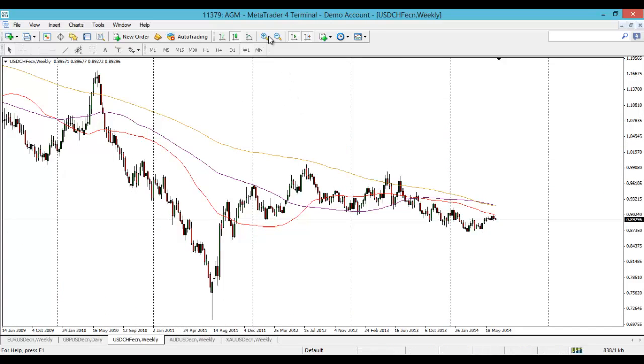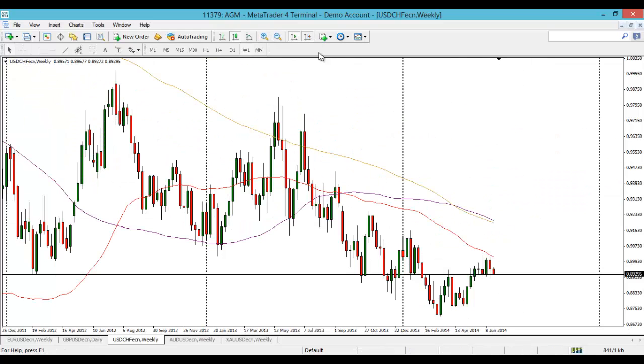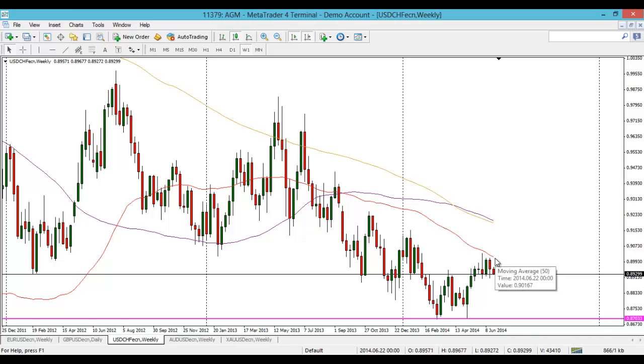Dollar Swiss on the weekly. What is going on? We've been speaking about this lovely level here, the 0.87. That's where we got the bounce off, and then we had a sort of grinding high towards this 50-week moving average. It hasn't actually tested it, but maybe people are front running it, and you can see it is currently holding below this.